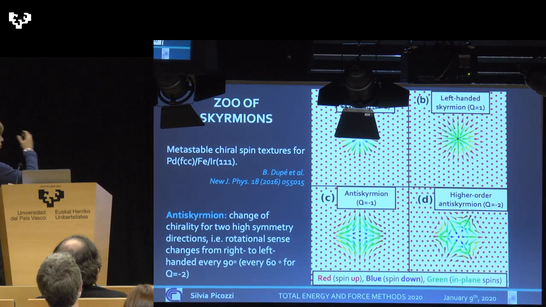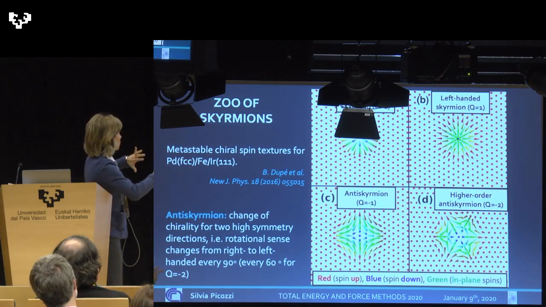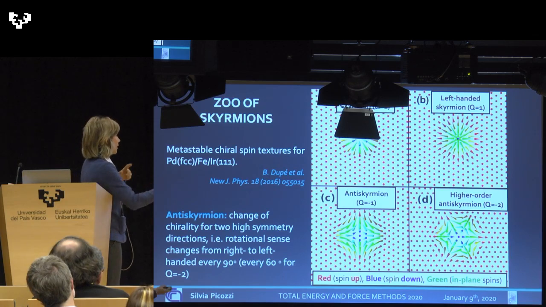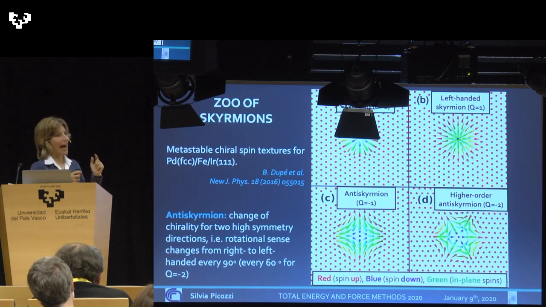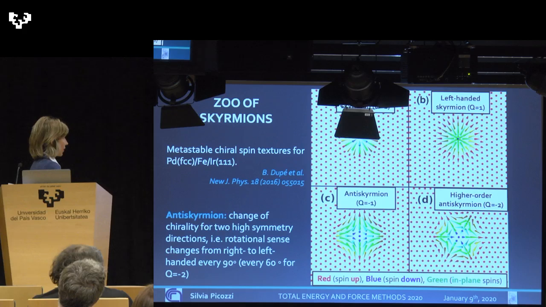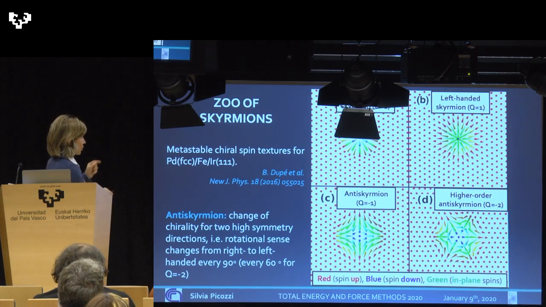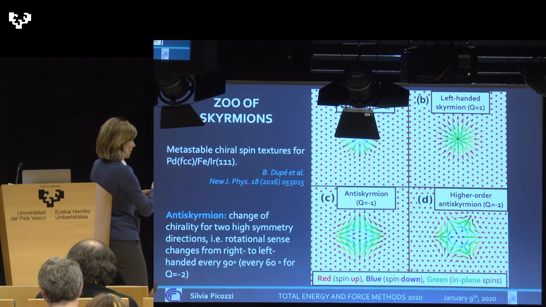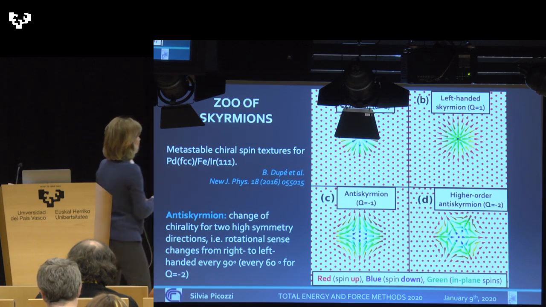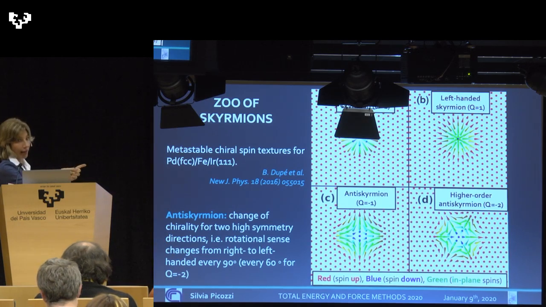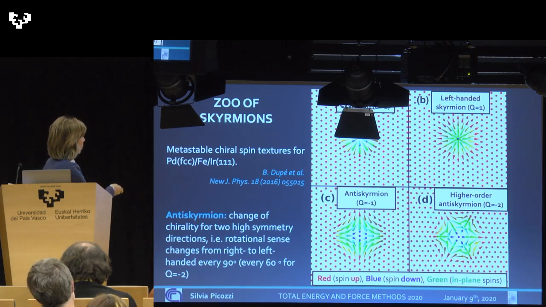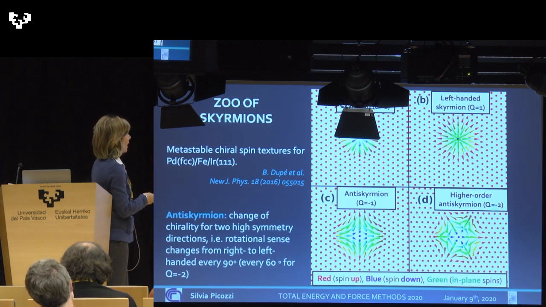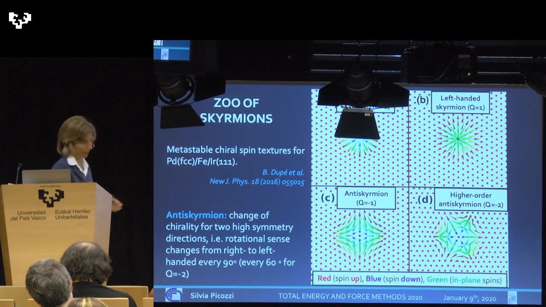And there is a zoo of skyrmion with all kinds of spin patterns. Actually, in addition to having right-handed or left-handed skyrmion, you can also have anti-skyrmion. An anti-skyrmion is something where the rotational sense changes as a function of direction. So, for example, here it is going like this, but in this direction it is going the other way around, like this. So the rotational sense changes from direction to direction. And you can even have this complex object where the rotational sense changes every 60 degrees. These are called higher order anti-skyrmion.